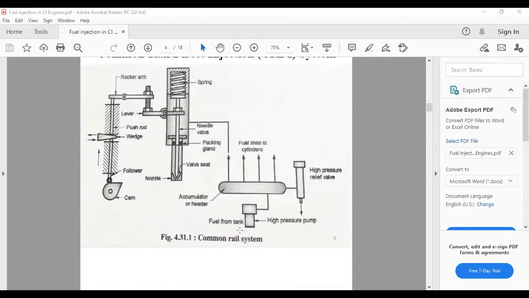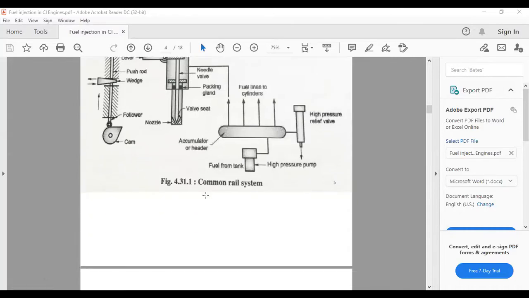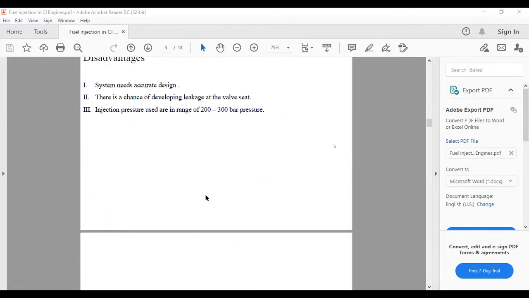In a common rail system, a high pressure pump is used to supply the fuel from the fuel tank to the accumulator or header. A high pressure relief valve is used to maintain the pressure constant in the accumulator. To each fuel line of the cylinder, fuel is supplied by means of an injector. It is injected into the cylinder in the CRDI system.